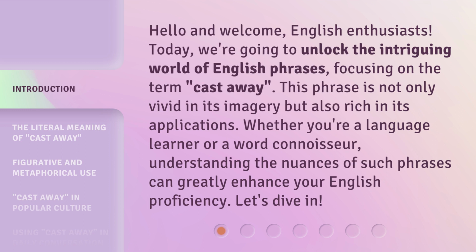Today, we're going to unlock the intriguing world of English phrases, focusing on the term "cast away." This phrase is not only vivid in its imagery but also rich in its applications. Whether you're a language learner or a word connoisseur, understanding the nuances of such phrases can greatly enhance your English proficiency. Let's dive in.